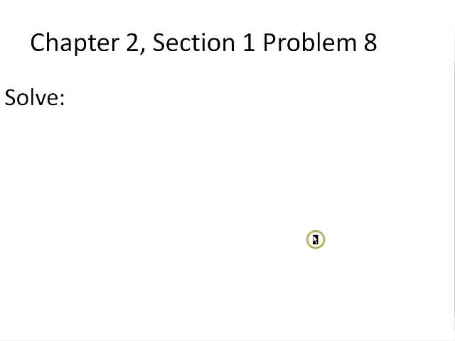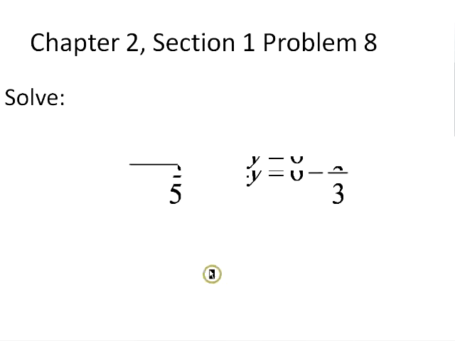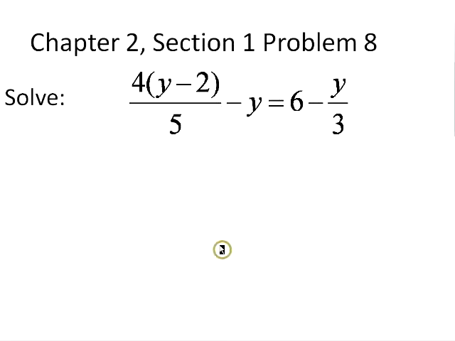We will be looking at Chapter 2, Section 1, Problem number 8. In this particular problem, what we are going to look at is solving this equation. We have here a rational equation. It involves fractions. So we have 4 times the quantity y minus 2, all divided by 5, minus y is equal to 6 minus y over 3.